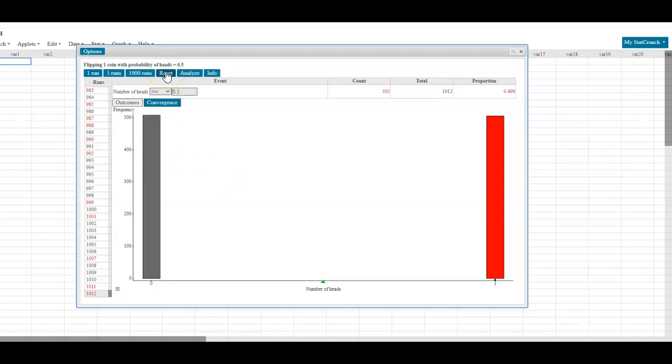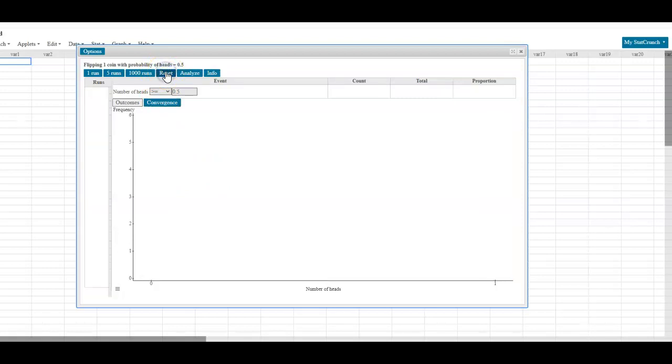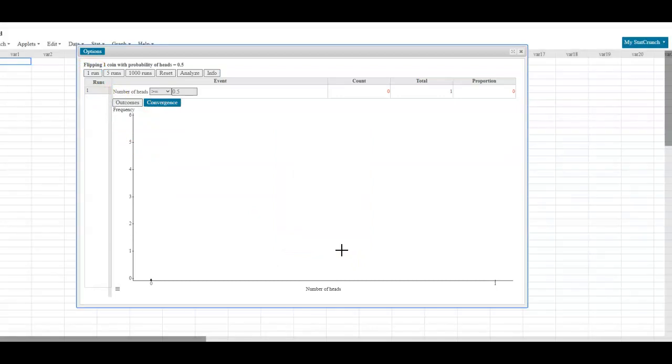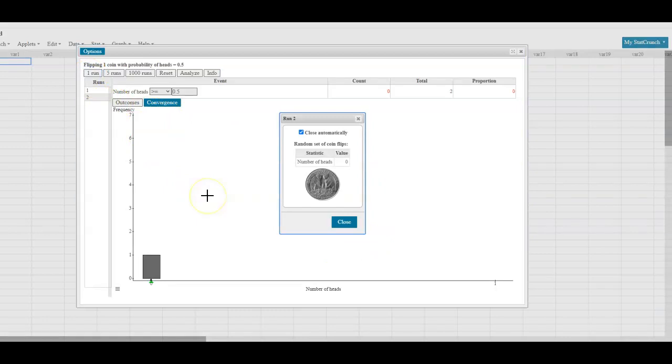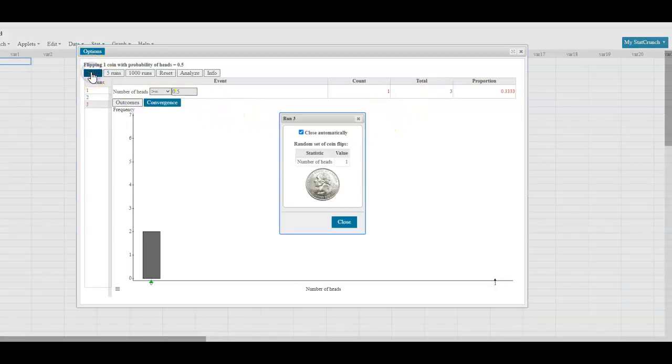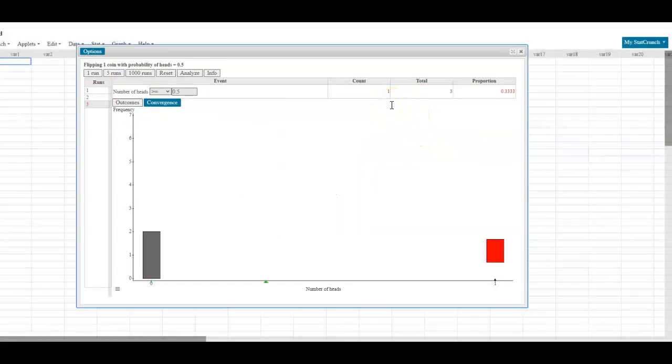So I'm going to go ahead and hit reset. Now, my first flip, I observe a tail. Now I'm going to have a second flip, and I observe another tail. So that tells me I have 0 out of 2. The proportion is 0 out of 2. Now, let's see what happens on my next run. Okay, I get a head. So now I have 1 out of 3. So now I have the proportion of 1 out of 3.